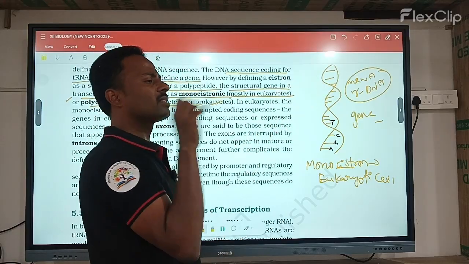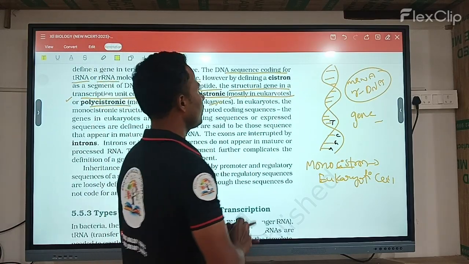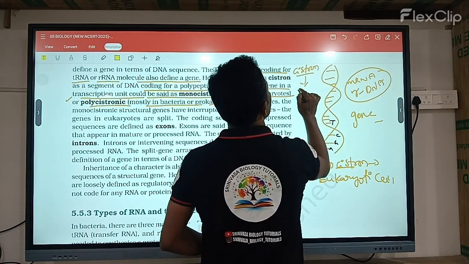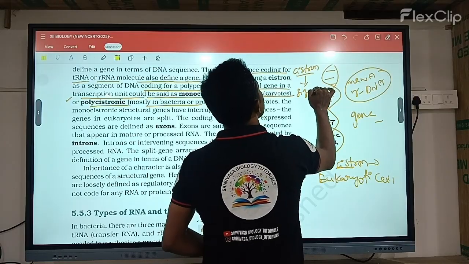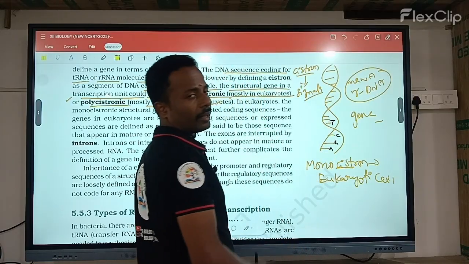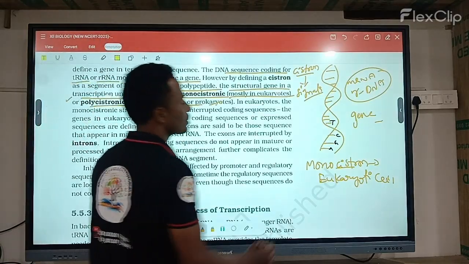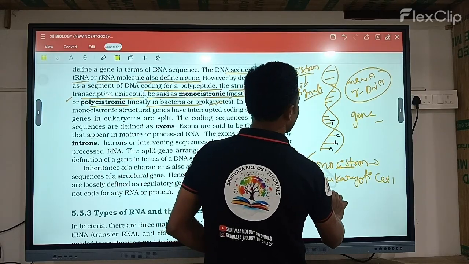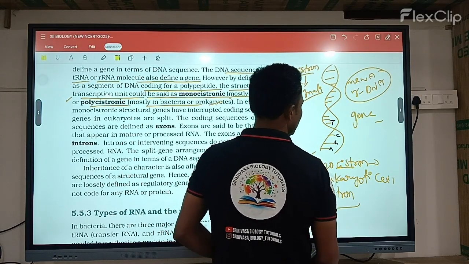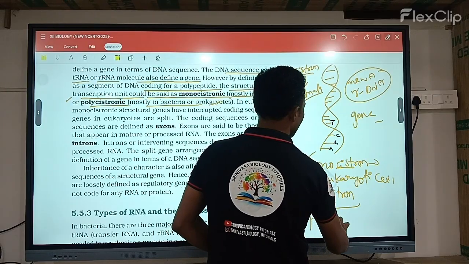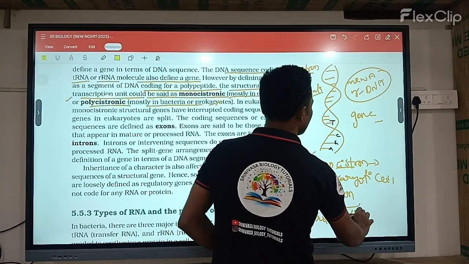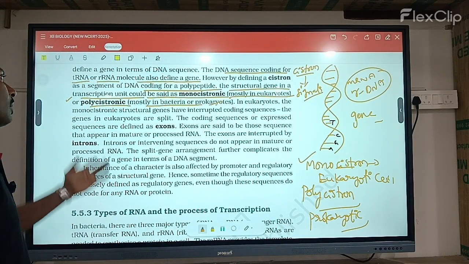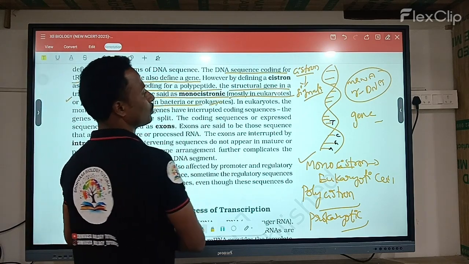Let's see what cistrons are. Cistrons means they take up signals from the DNA. So mostly monocistronic conditions we see in eukaryotes, and the polycistronic condition you see in prokaryotic cells, that is, in bacteria.